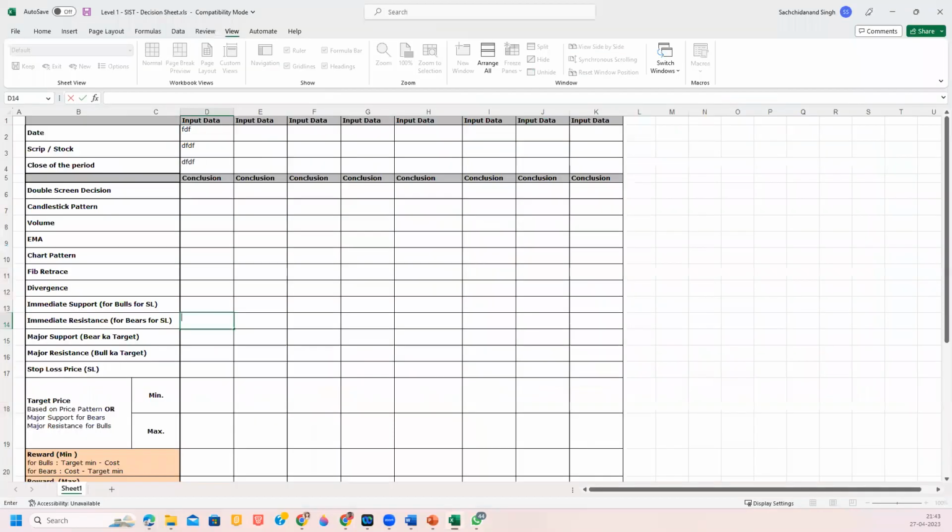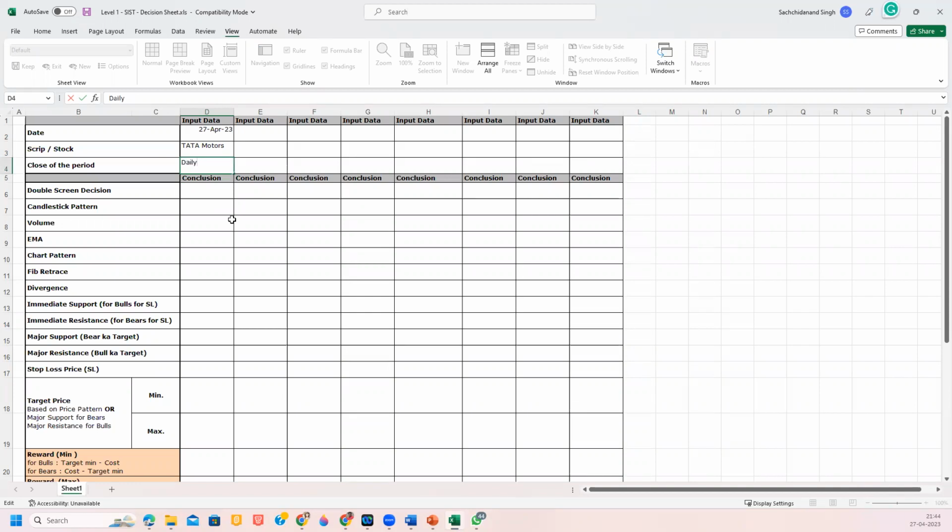And the same thing we need to indicate in our Excel sheet for taking the decision. We are taking multiple decisions, and once we are satisfied with all of them, accordingly we'll take the trade. Just for our reference, we can maintain a trading log. Starting with the date, this is 27th April 2023. The stock that we have selected is Tata Motors, and the close of period is daily or weekly, whatever the time frame.